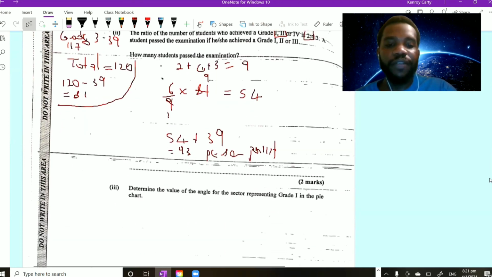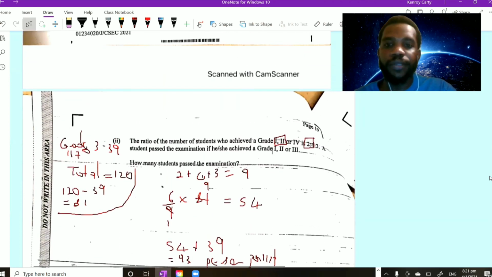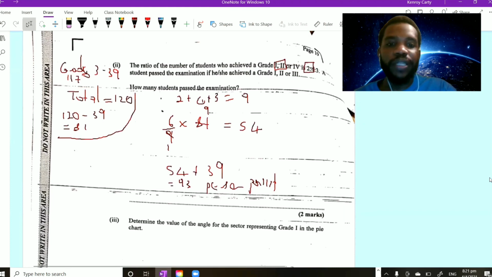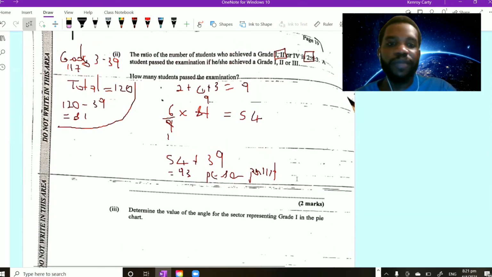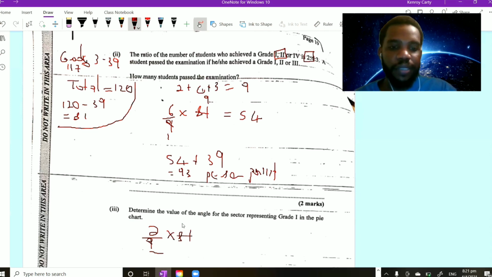Determine the value of the size of the angle representing grade 1 in the pie chart. Okay, not a problem. Now, we can easily find the number of persons who got grade 1 from a ratio that was 2. So it would be 2 out of 9 times your 81. So let me just write that out here. It would be 2 out of 9 multiplied by 81. 9 into 81 goes 9, so that is going to give me 18.